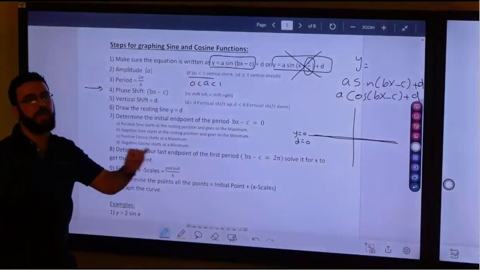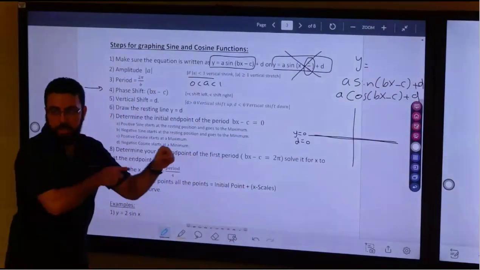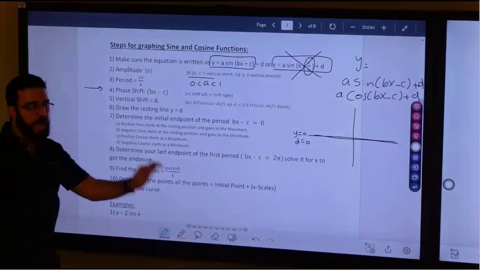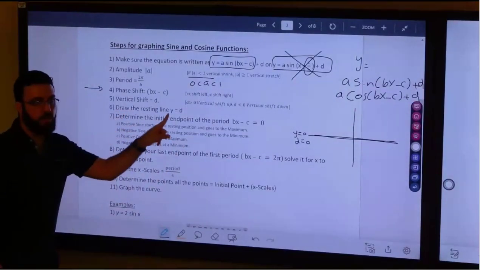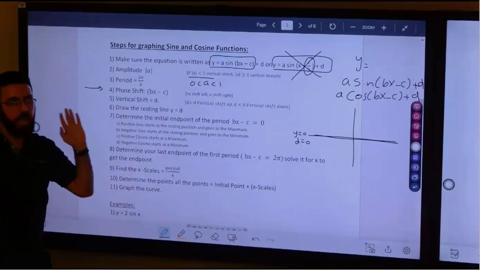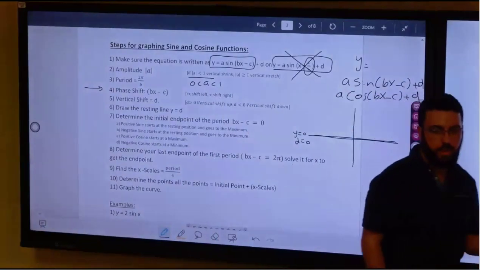This is the first thing you're going to graph. When you graph the XY coordinates, the first line you're going to graph is what? The resting line. You have the resting line. Now, we don't know from which point you're going to start.